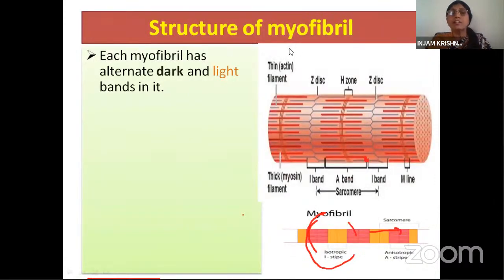Next, the structure of myofibril. It is the minute unit of muscle fiber. Each myofibril has alternate dark and light bands in it. See here, this is the myofibril. It is long and cylindrical in shape. It is one of the longest cells in our body, the muscle fiber or muscle cell. It has light and dark bands in it.